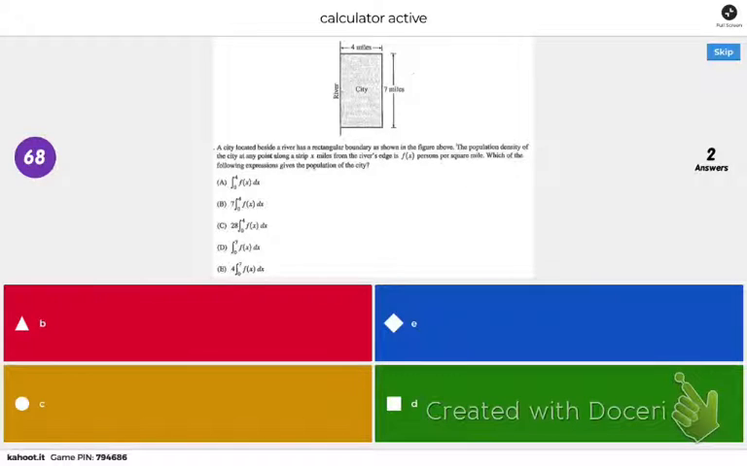A city located beside a river has a rectangular boundary as shown in the figure above. The population density of the city at any point along the strip, x miles from the river's edge, is f of x persons per square mile. Which of the following expressions gives the population of the city? The river's on the left edge. The dimensions of the rectangular city are 4 by 7.